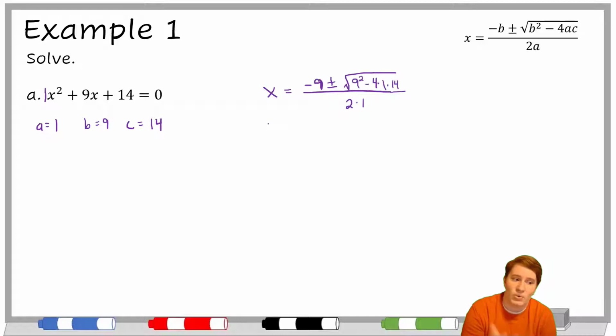Now, we could technically put this in the calculator. We can't put it with a plus or minus sign, but we could put negative 9 plus the square root of blah, blah, blah over blah.